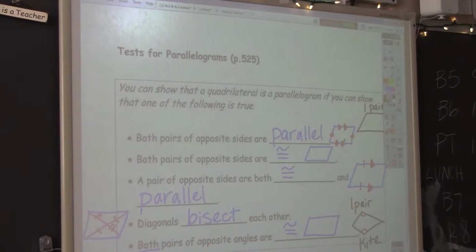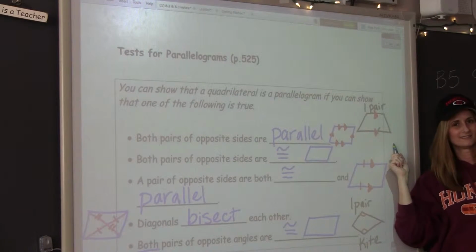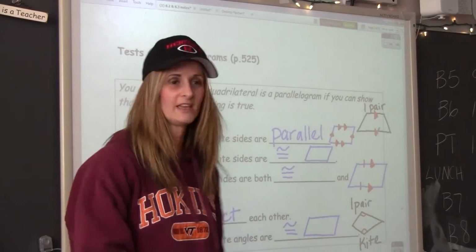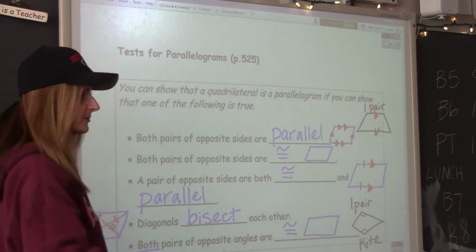Both pairs of opposite sides are parallel. If you only have one pair of parallel sides, you end up with a, what's this called? Trapezoid, which we haven't learned about yet. Okay, but you guys have learned about it before.